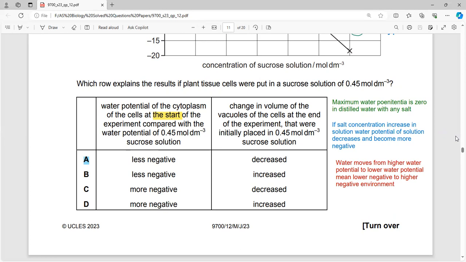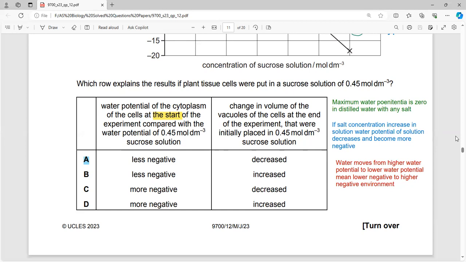Why? Because maximum water potential is 0. So if you're decreasing it, it will decrease from 0 to a negative value. So water always moves. The third concept: water always moves from a high concentration to a low concentration, meaning water is moving from a low negative value to a higher negative value.